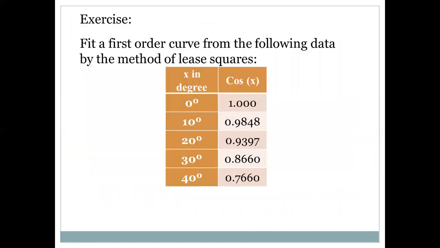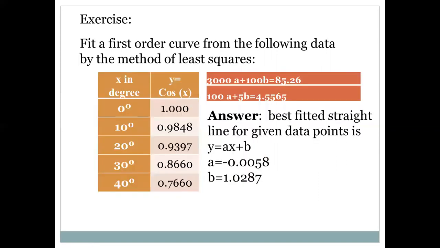Now one exercise for you. The exercise is: fit a first order curve for the following data. Here x is given in degrees: 0, 10 degree, 20, 30, 40, and cos x is given. Here cos x is nothing but y. So y is a function of x. So we have to fit a straight line curve or a linear equation between cos x and x.